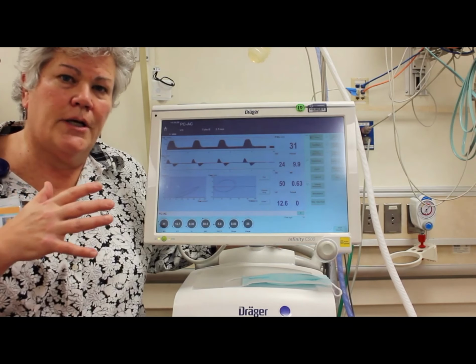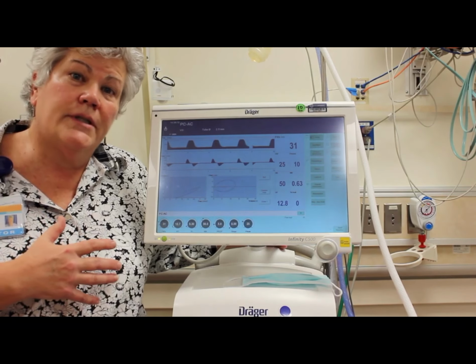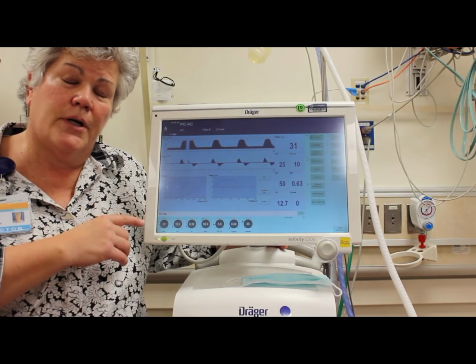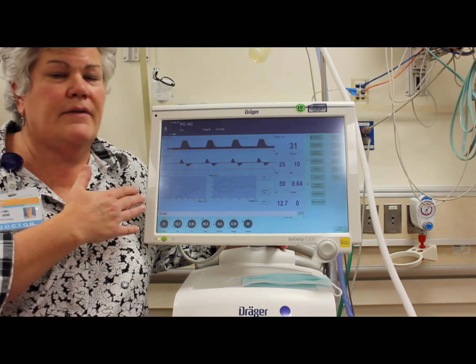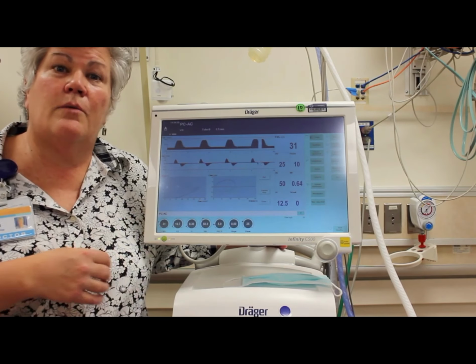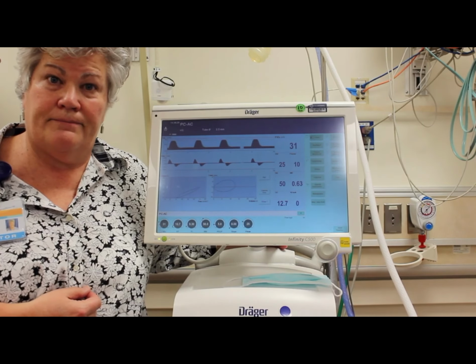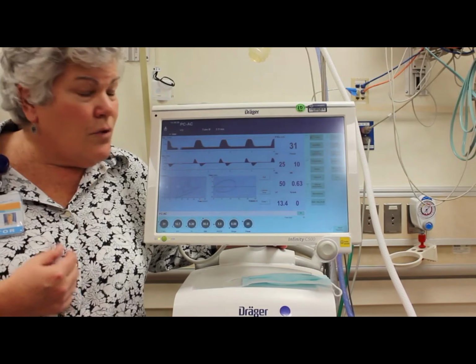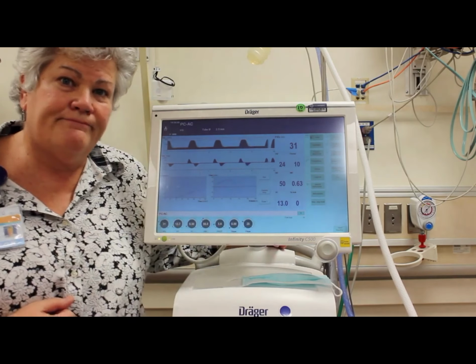As the compliance changes and it gets easier and easier to inflate the lungs, you will see that the peak inspiratory pressure will drop. It'll maybe be 23 in the beginning, half an hour later it might be 18, an hour later it might be 15, so that we are reducing the amount of barotrauma that we're causing the baby. So Rose is now going to talk to you about all the numbers that you see on the screen.